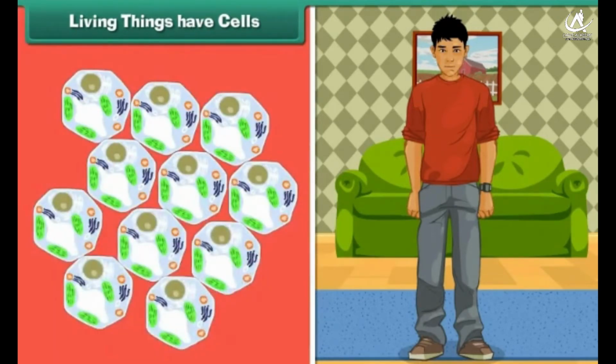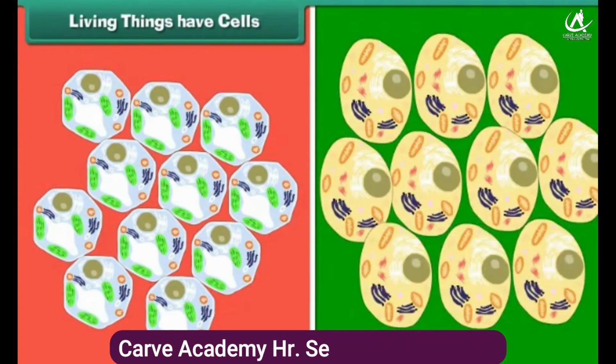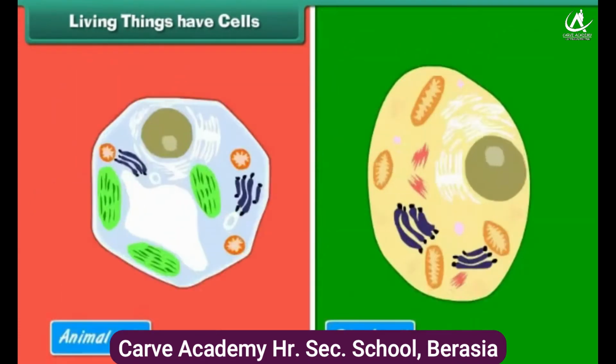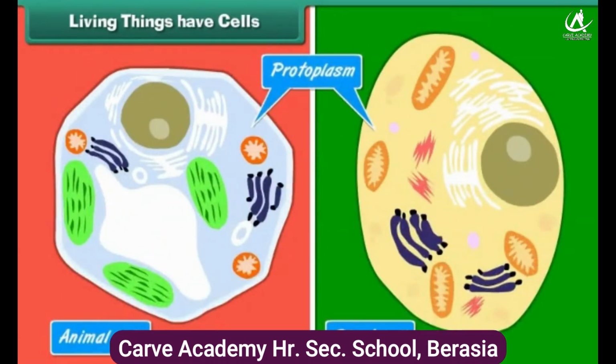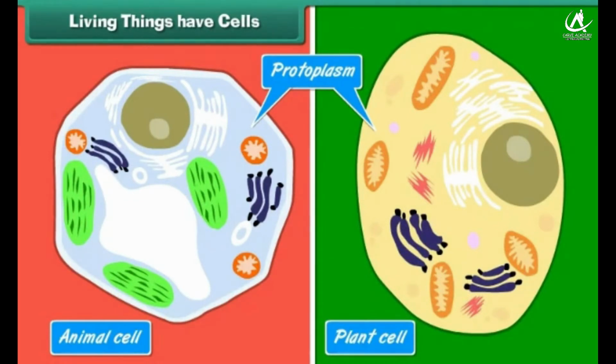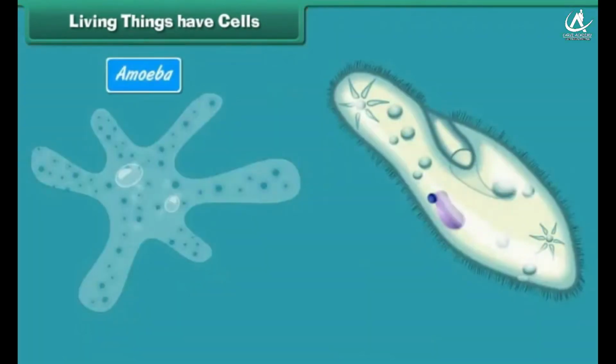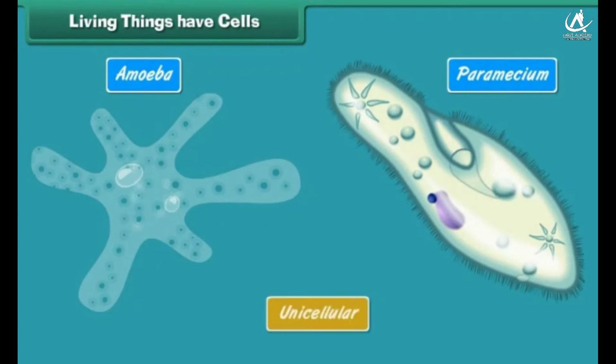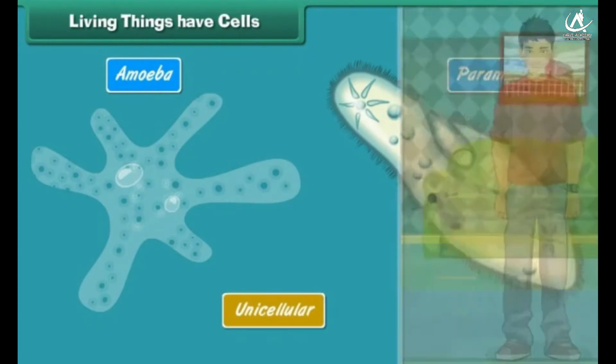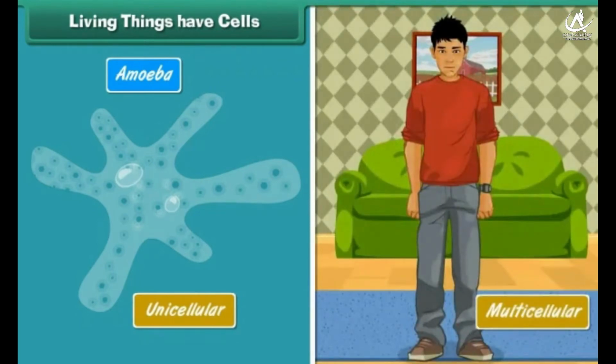The body of a living being is made of one or more cells. Cells are considered to be the structural and functional unit of life. The cells are made of protoplasm or living matter. All the body functions and properties of life are due to protoplasm. Some living organisms like amoeba and paramecium are made up of only one cell; they are called unicellular. Organisms made up of many cells are called multicellular.